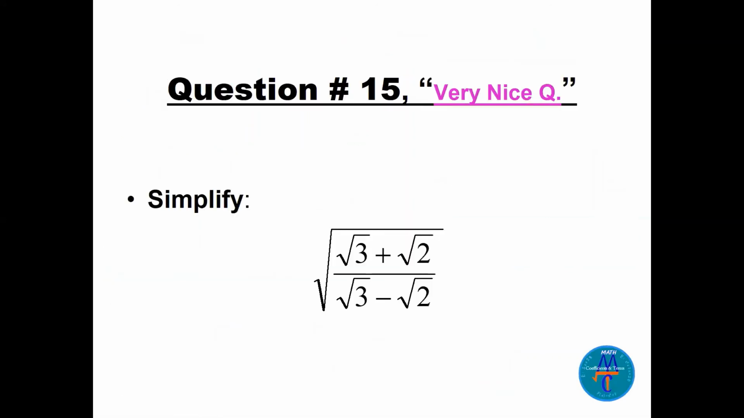Now, very nice question number 15. Simplify. Nothing is given, no conditions, nothing. Can you simplify this? We have a big radical, and we have 4 small radicals inside, and we need the simple answer. What can we do? Any idea? What can we do here?